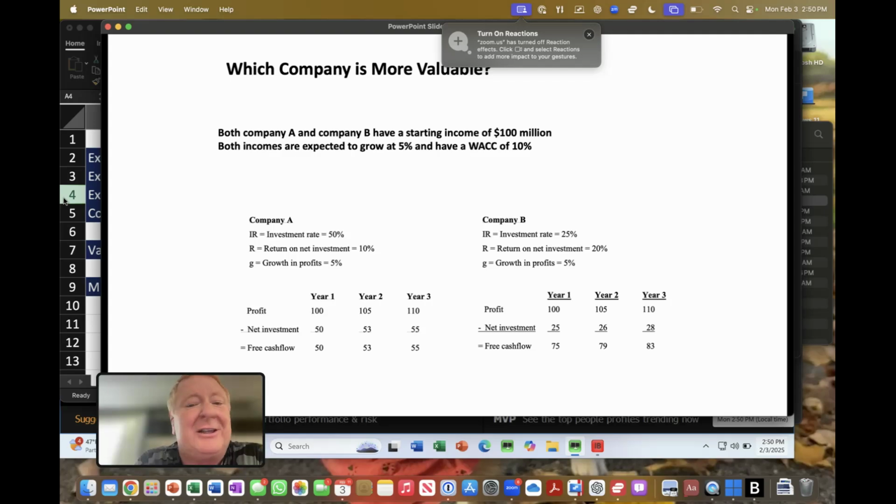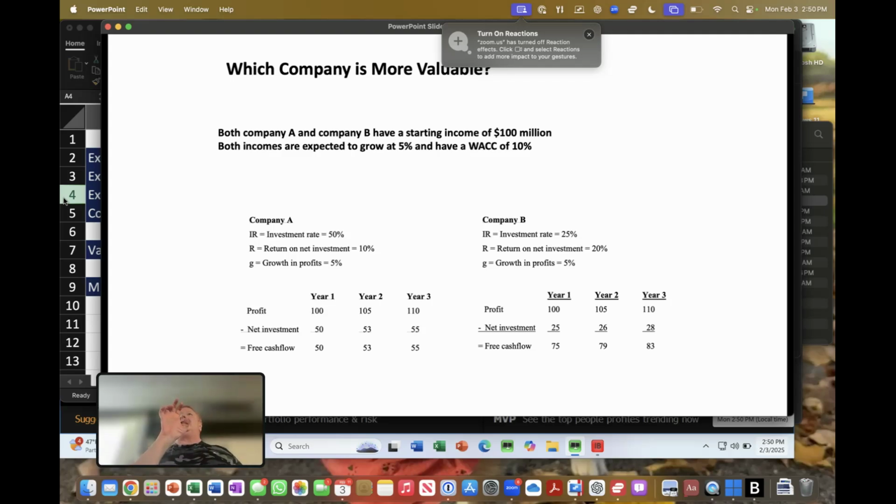Yeah, company B generates more free cash flow. Okay, so we see that same profit, Company B generates more free cash flow than A. Values are based on free cash flow. B will be more valuable. Okay, but I want to relate something else he said.